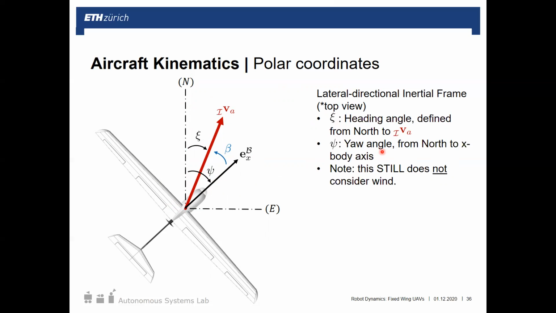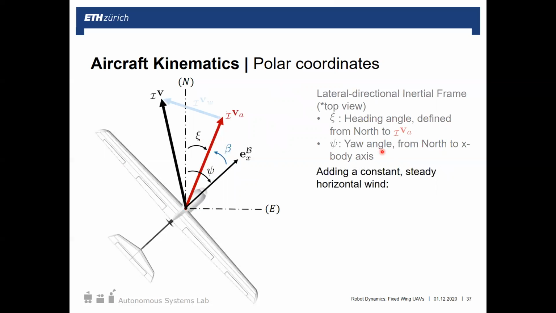Now finally we're going to talk about wind, when we talk about a moving air mass. If we add a constant steady horizontal wind, assuming there's no vertical component here, we can actually sum these two vectors. The reason we can do this is that we're assuming it's steady and constant. Steady meaning there are no transient effects, no forces acting on the plane. It's just a steady velocity increment to our ground speed, and our ground speed is shown here.